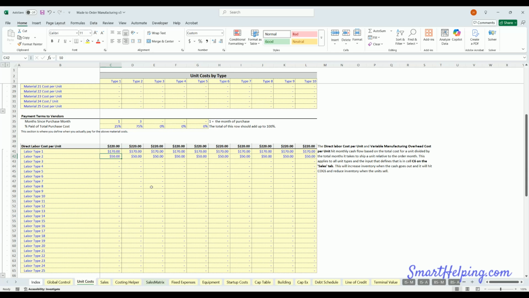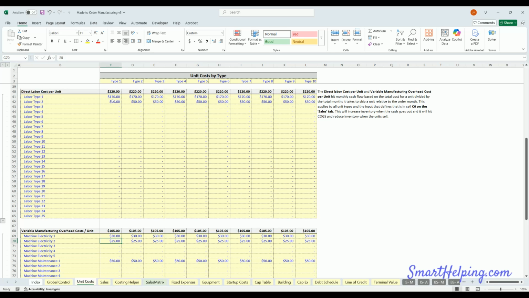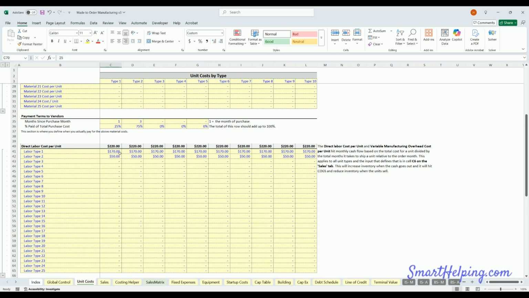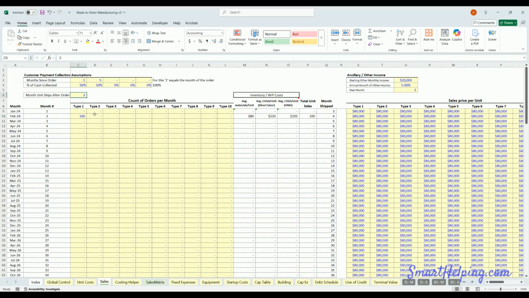Now you could get fancy and say, well, over the length of the production cycle, what percentage of the total direct labor costs happen in month 1, 2, and 3? Same with the machine and electricity or these costs. But I think that level of granularity is not necessary, and it's most beneficial to just divide it over the production period, which would be 3 in this case.